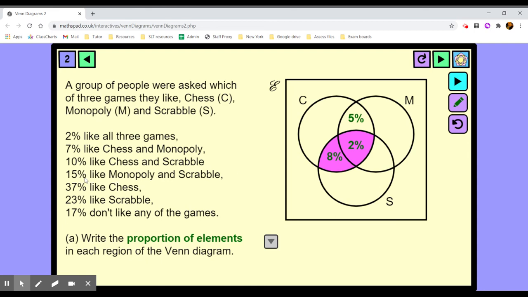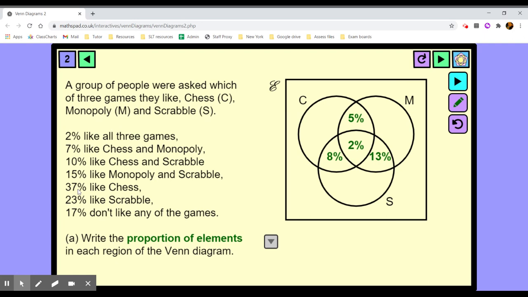My next bit of information is 15% like Monopoly and Scrabble. So Monopoly and Scrabble are those 2 parts. They need to add up to give us the 15% that we need, and therefore with 2% in the middle, the remaining 13% will go in that section.